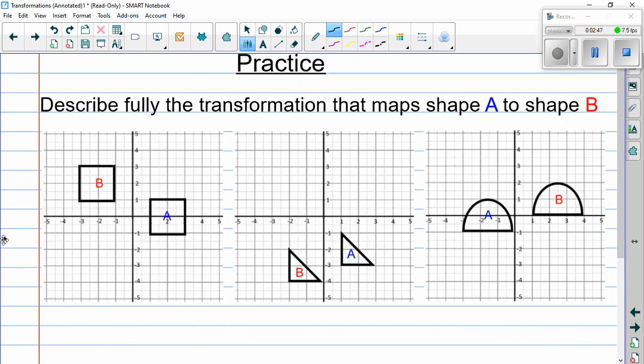So we're going to look at a little bit of practice here. At this point, you can pause the video, and when you're ready, press play, and we'll go through the answers.